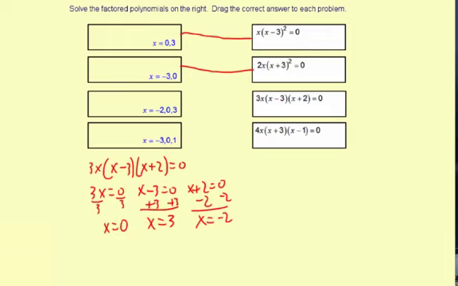So there are my 3 zeros. None of them are repeated this time. Put them in increasing order. x equals negative 2, 0, 3. So that matches straight across.